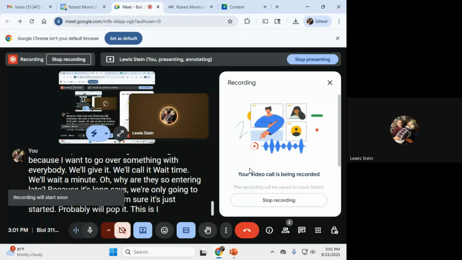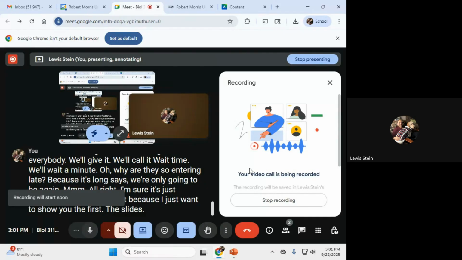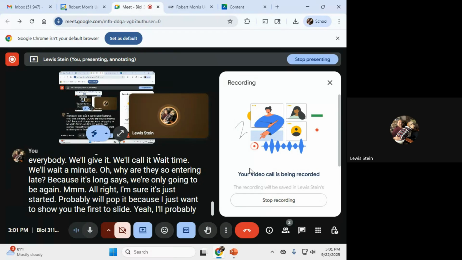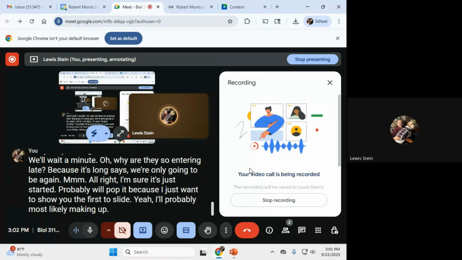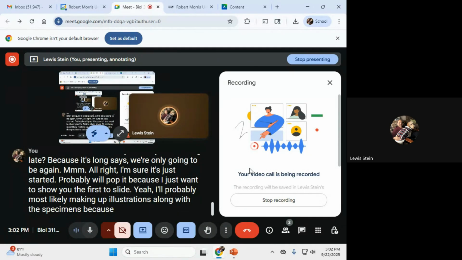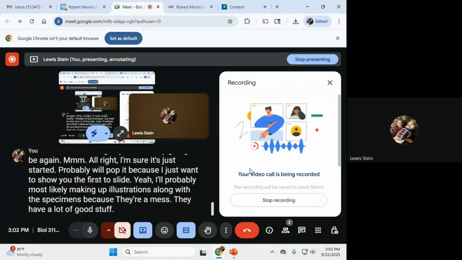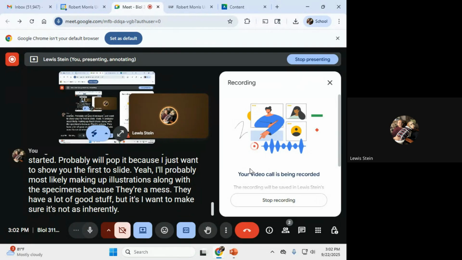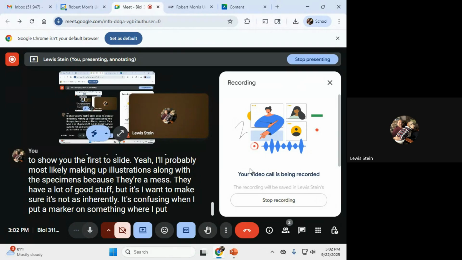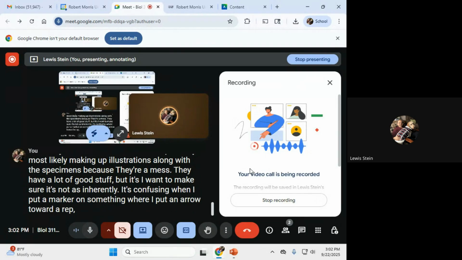I just want to show you the slides that I most likely will be making up illustrations along with the specimens, because they're a mess. They have a lot of good stuff, but I want to make sure it's not inherently confusing. When I put a marker on something or I put an arrow toward a reprint of one of these, I have to by nature accept more than one answer.